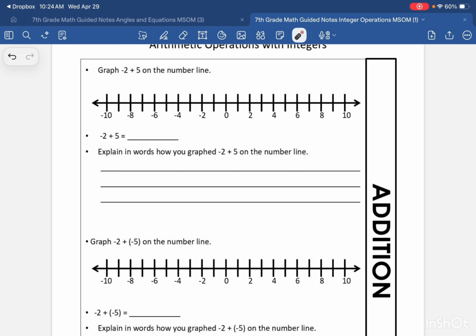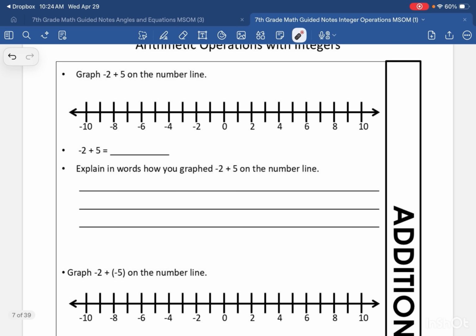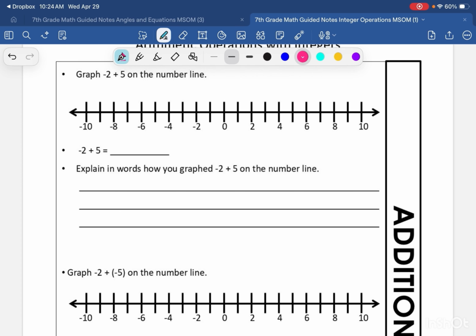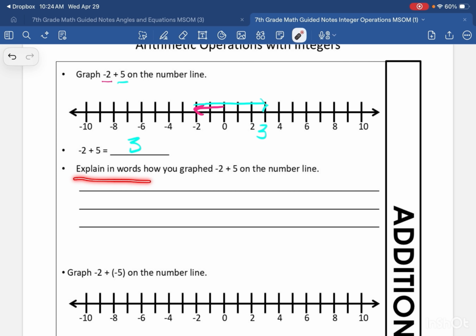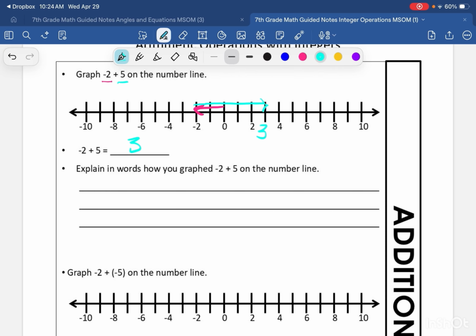Graph -2 plus 5 on the number line. So this time I am starting with -2. So I start at 0 and I go to -2. And I'm going to join that with 5. No, it's +5, so I'm going to go to the right. 1, 2, 3, 4, 5. I land on 3. Explain in words how you graphed -2 plus 5 on the number line. Same thing. I started at 0, went to -2, and then I drew an arrow to the right 5 units.